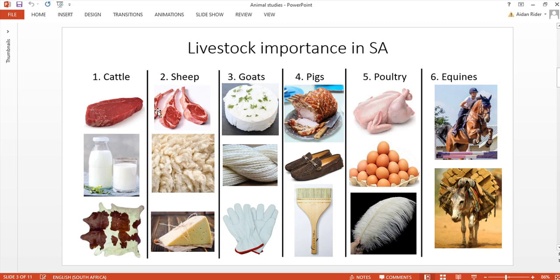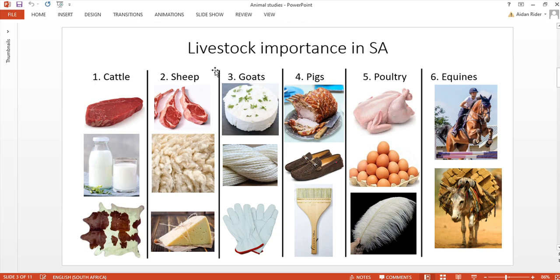Sheep is also used for meat. We eat the meat. Secondly for wool, for clothing and so on that we make from the wool. And also we can use the milk and make things like sheep cheese. It's not very common in South Africa, but well, for most people. But yes, we can actually make cheese from their milk.